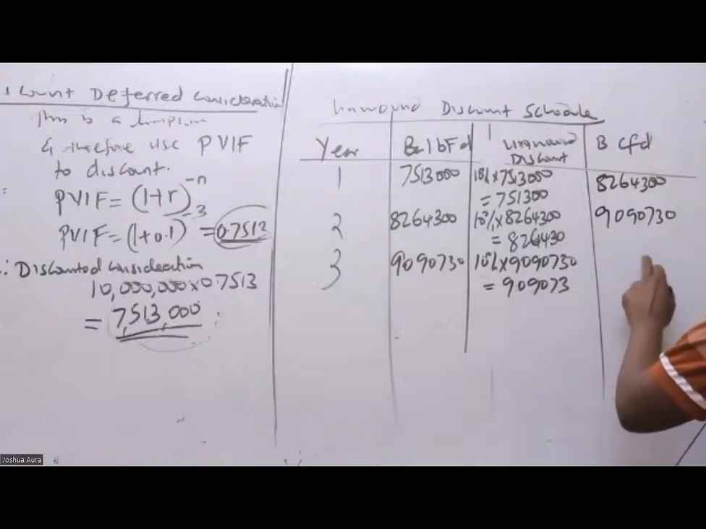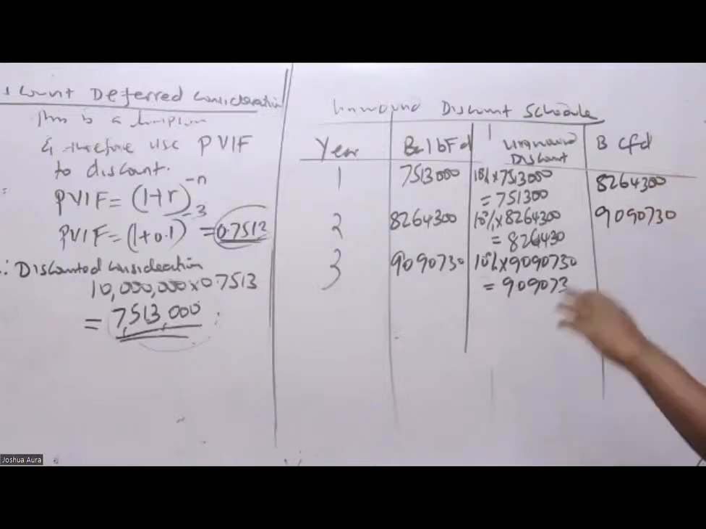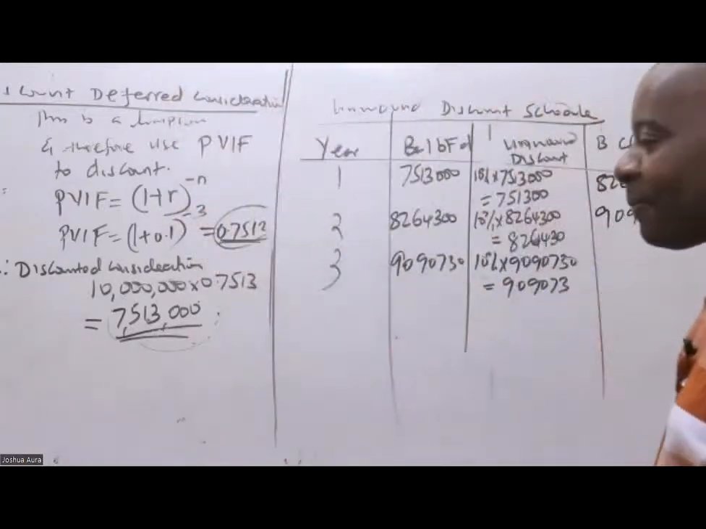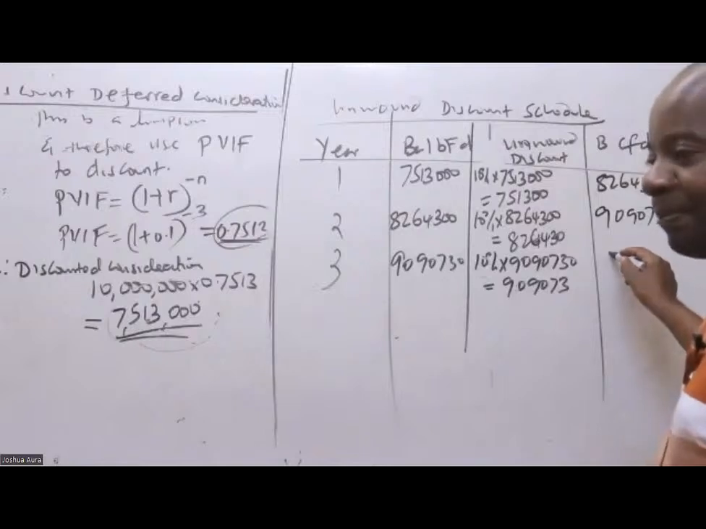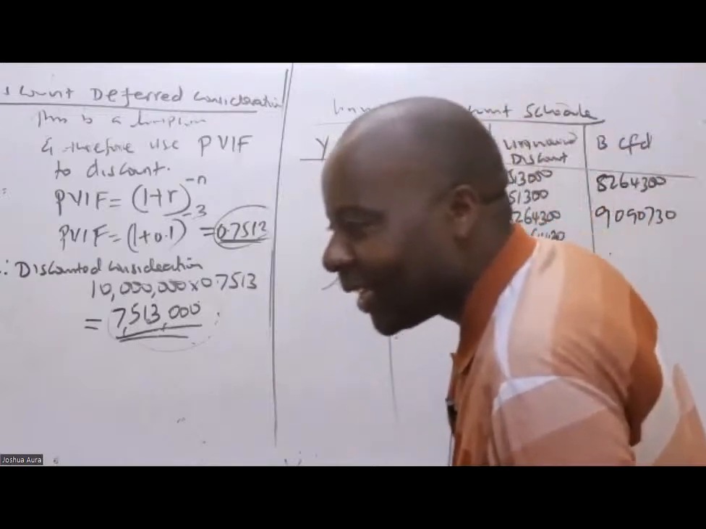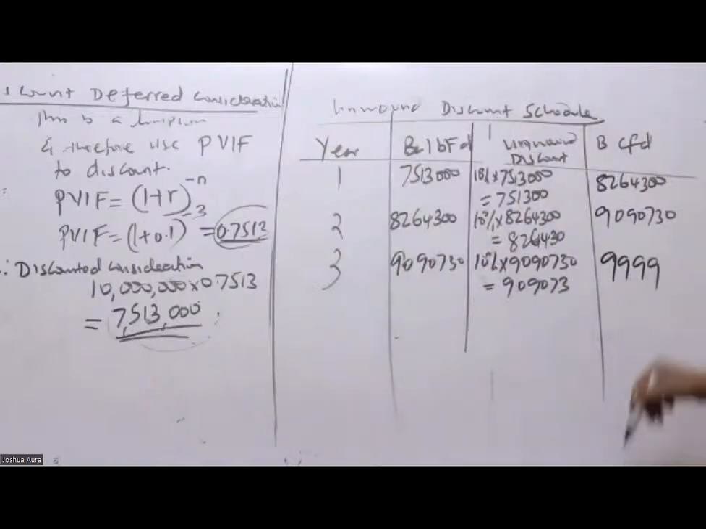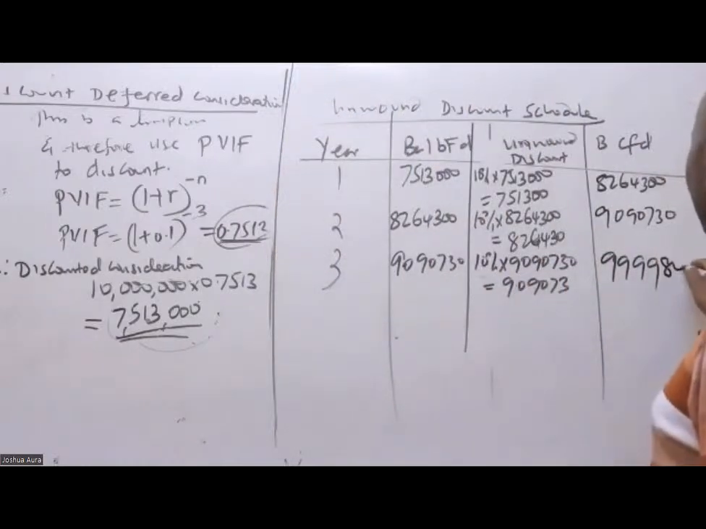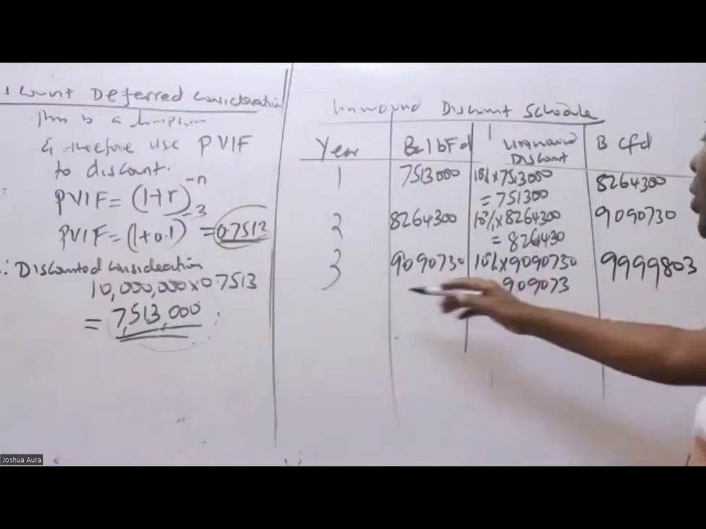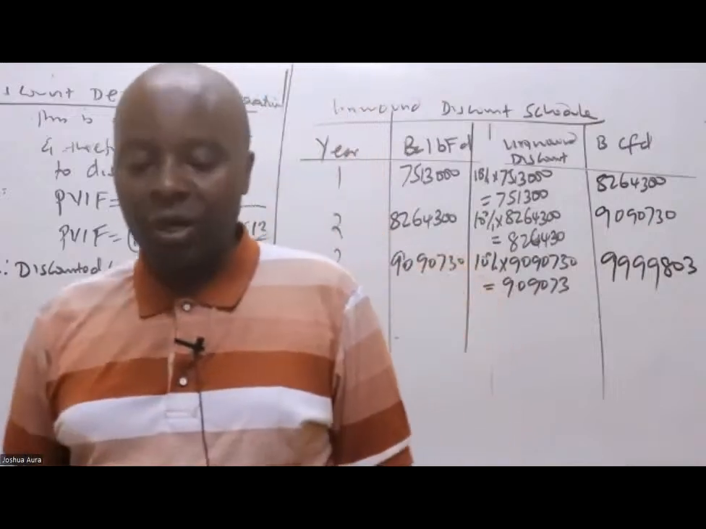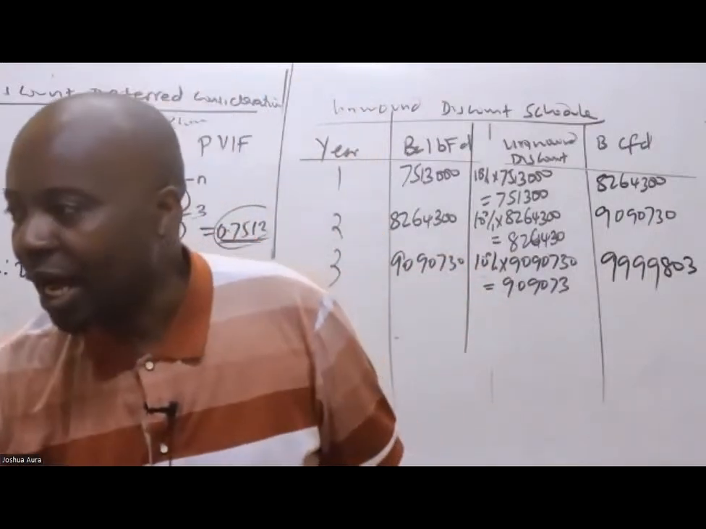Give me a figure here and tell me whether it has to be 99 something, almost 10 million. 9,999,803. The few points we have lost are because of rounding off error. But I believe with this kind of representation, now you guys have been able to pick something, however small.